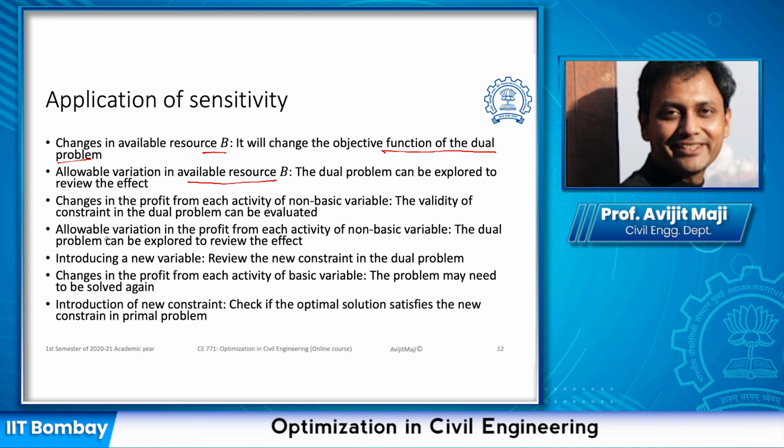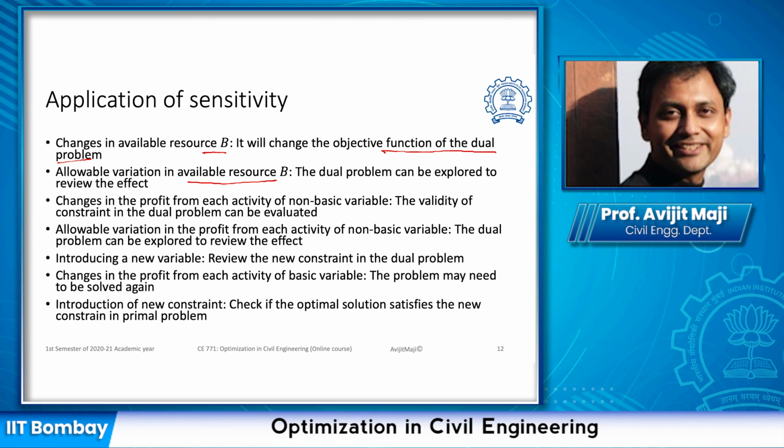Now, in a similar way, we can use the allowable variation in the profit from each activity of non-basic variable, and we can use the dual problem to explore to what extent this can be varied. Particularly with this new variable, it is going to create a new constraint, and once we review that constraint, we can clearly see the effect of the new variable.